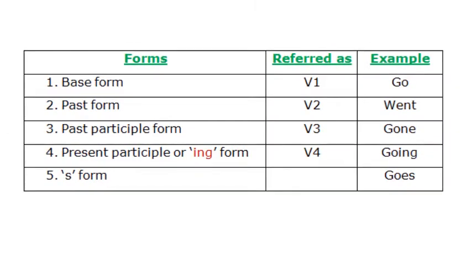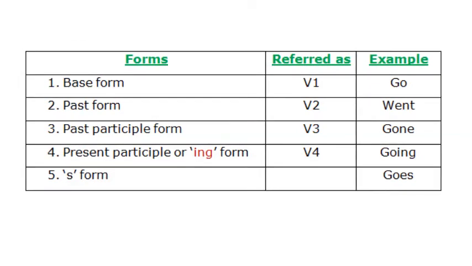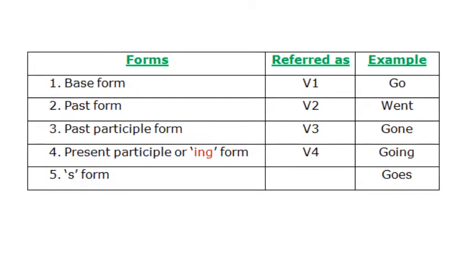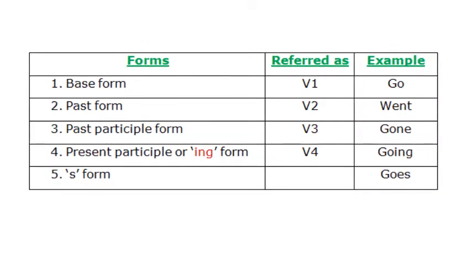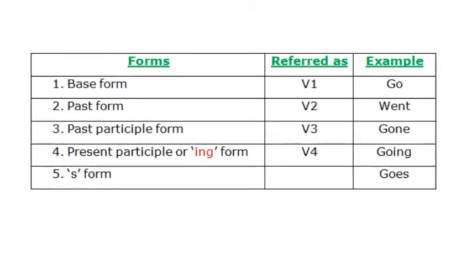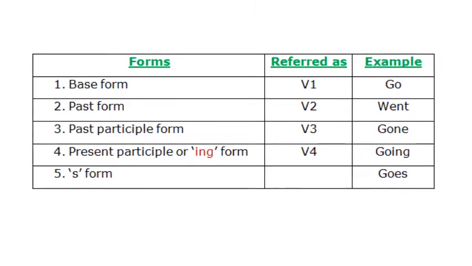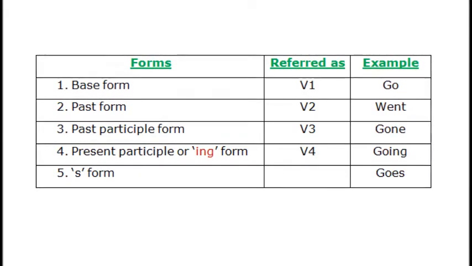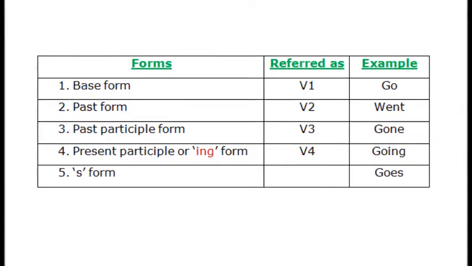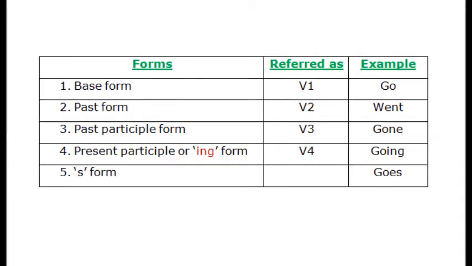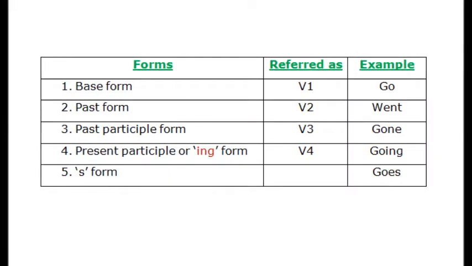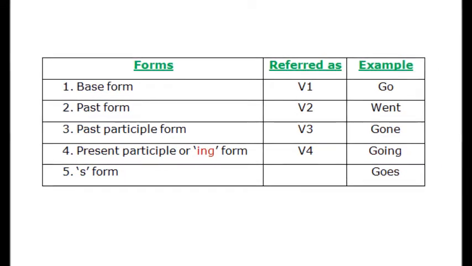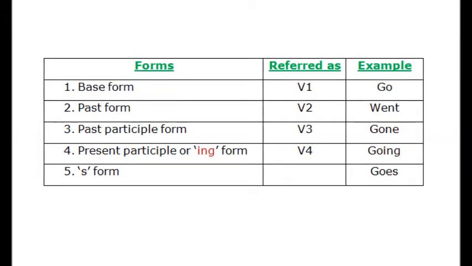For example, if we take the verb go, go is the base form. Went is the past form. Gone is the past participle. Going is the ing form or present participle. Goes is the s form. And now we see each tense in detail.